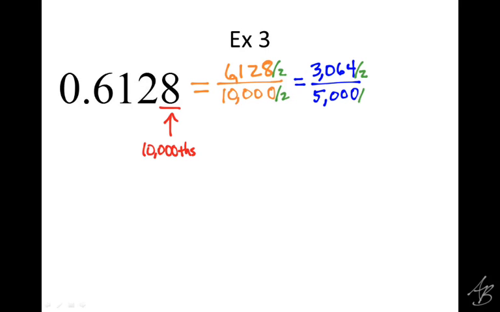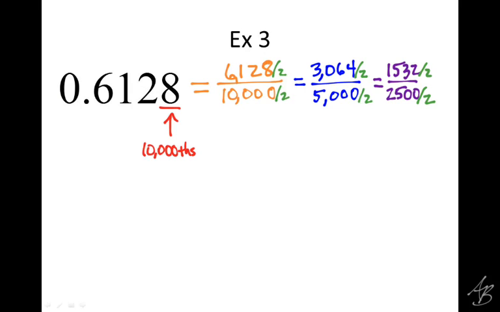So we reduce by 2, top and bottom. And this time we get, what do we get on top? 1532. And on the bottom? 2,500? Okay. Are we done? No. Remember, check to see if it's still divisible by 2 or 5. Again, it's not going to be divisible by 5 because it wasn't from the beginning, but it is divisible by 2. So let's do that again. Let's divide by 2.